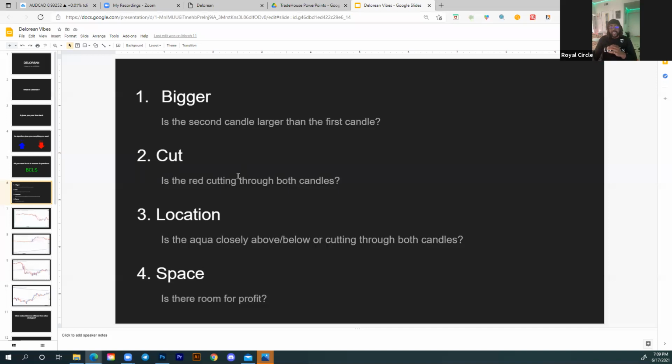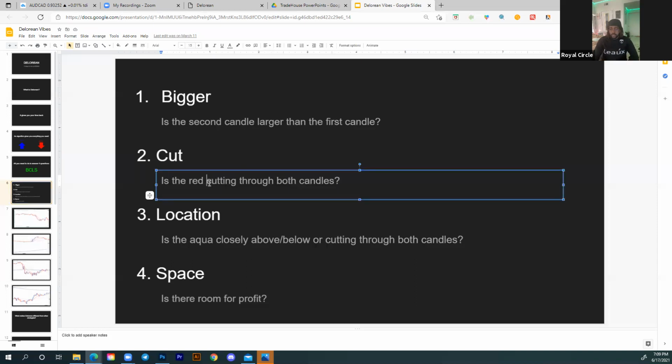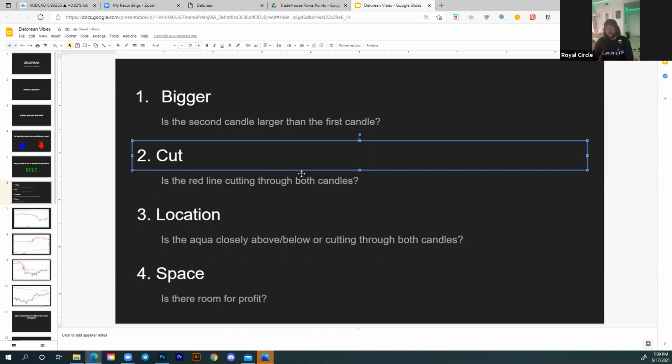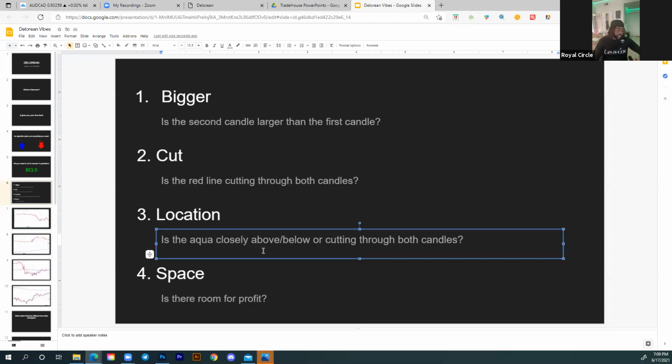The second question is cut. Is the red line cutting through both candles? Okay. The next question you're going to ask yourself is location. Is the aqua line closely above or below, depending if you're looking for buys or sells, right? So is the aqua line closely above or below or cutting through both candles?